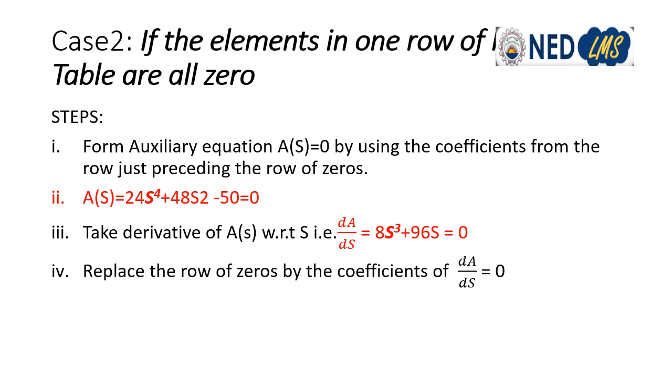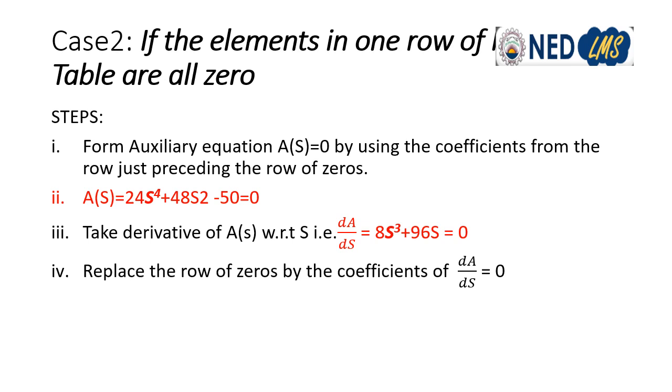Then we'll take the derivative of this auxiliary equation. So dA upon ds will become 8s cube plus 96s equals 0. 50 is constant, so its derivative will be 0. So dA upon ds will be 8s cube plus 96s equals 0.